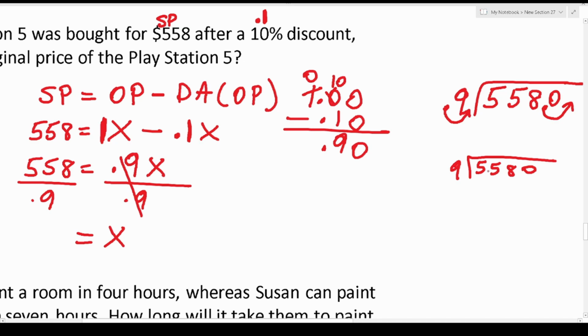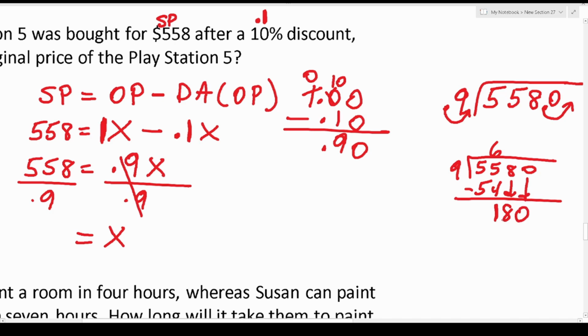How many times does 9 go into 55 without going over? Well, 9 times 7 is 63. 9 times 6 is 54. So this is going to be 6 times. 9 times 6 is 54. 55 minus 54 is 1. And now we drop down this 8. And we can also drop down this 0 because this is pretty easy to do.